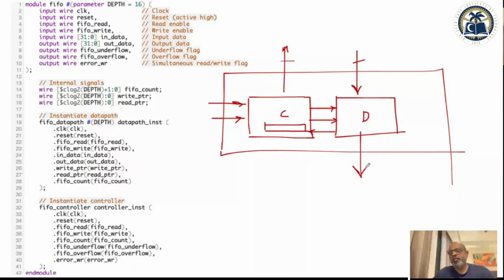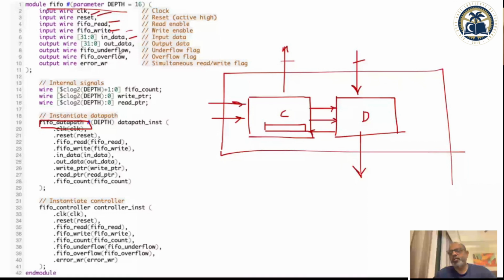If you look at this, it is precisely the same. Is this a data path? Nothing else in the top module. So this is your FIFO. FIFO has a clock, the reset, the FIFO read, FIFO write, in data, out data, and the three flags. So yes, this is precisely what I wanted my top level module to have. There are internal signals, all these three pointers, and internal signals coming from the controller.